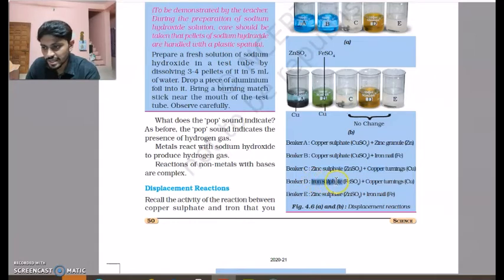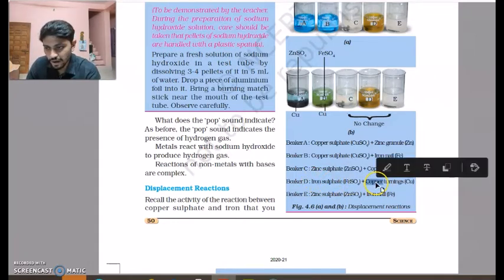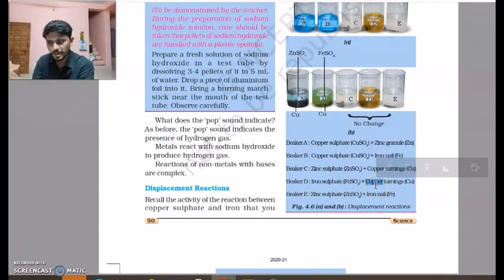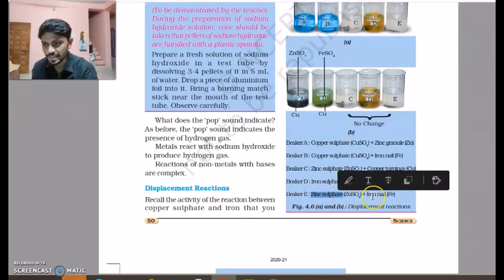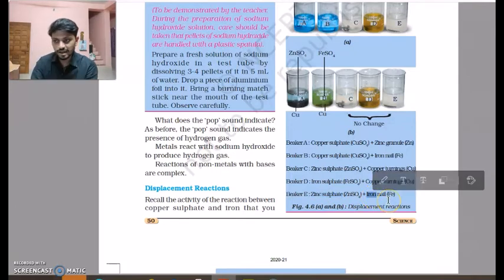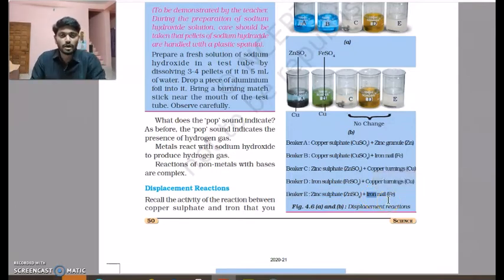For beaker D, we think that with iron sulfate and copper we added, the copper will again replace iron in iron sulfate and form copper sulfate. But again, that does not happen. What about beaker E? In beaker E, we have zinc sulfate and iron. Does the iron replace the zinc? No, again, the iron does not replace the zinc. So what is going on? Why are some metals able to replace copper, but copper is not able to replace some metals?